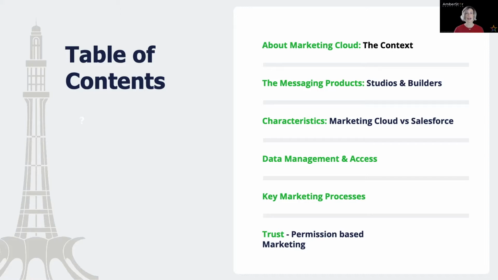I'll talk about some of the characteristics of the clouds, with a particular highlight on how they differ. Then I'll go into a little bit more about data management and access within Marketing Cloud. And then we'll talk about the key processes and how they potentially differ, and some of the key processes you need to be aware of for Marketing Cloud. And then we'll talk about trust. That really covers permission-based marketing and also a concept that is around Marketing Cloud, which is deliverability. And then finally, I'll signpost some resources if you're interested to find out more.